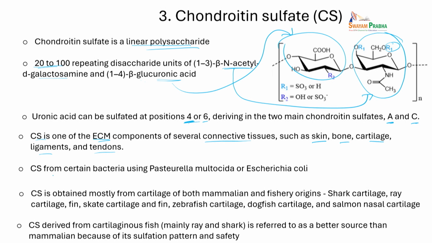And this can also be obtained from certain bacteria, E. coli or Pasteurella multocida, and also from cartilages of both mammalian and fishery origins like shark cartilage, ray fin, zebrafish, dogfish, and salmon cartilage. So these are the raw materials from which this can be derived.